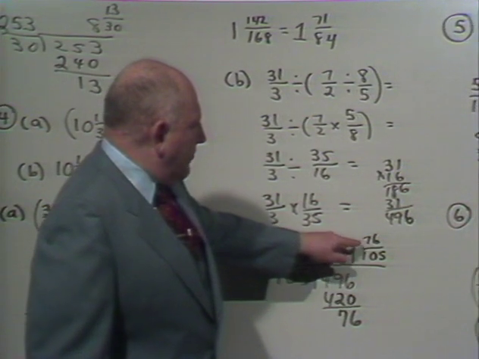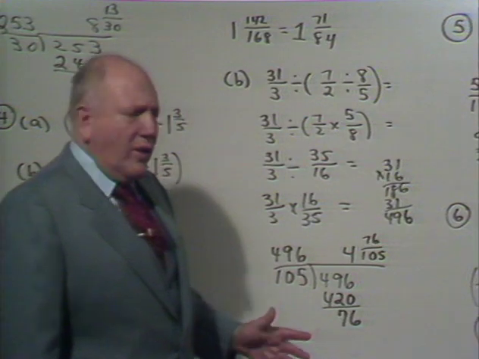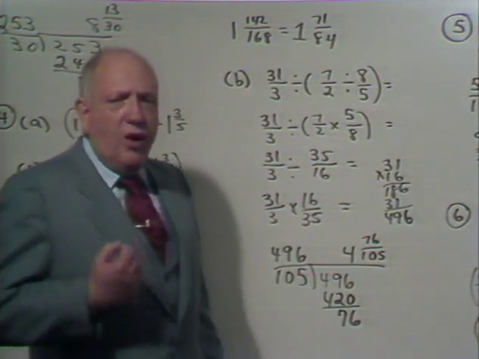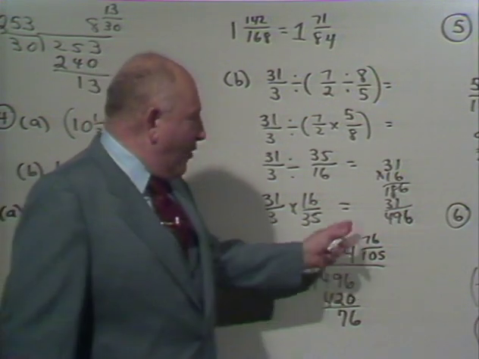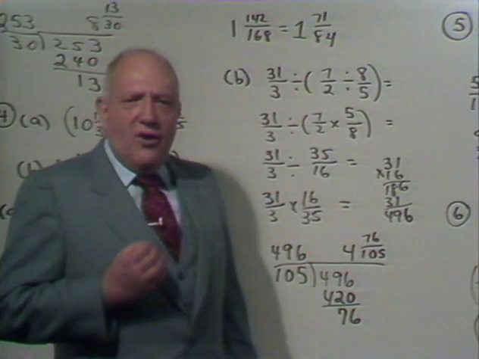76 is 4 times 19, essentially. 105 is 5 times 21. Working this out, you can see that 76 and 105 have no prime factors in common. This is already in lowest terms. And that takes care of the first 4 problems.